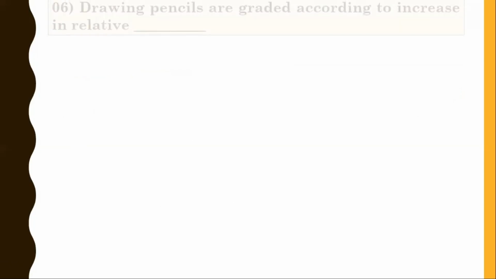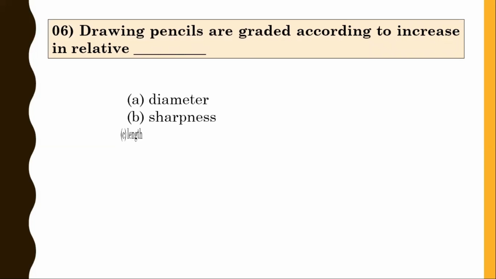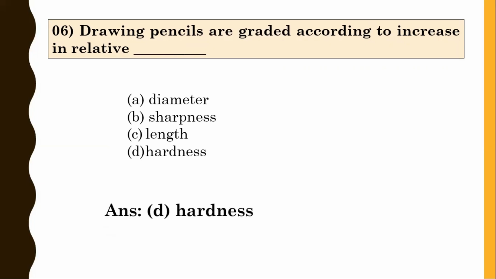Next MCQ. Drawing pencils are graded according to increase in relative: A diameter, B sharpness, C length, D hardness. So how is a pencil graded, by diameter, sharpness, length or hardness? It is not graded by diameter, sharpness or length, it is always graded by hardness. So answer D is correct, hardness.